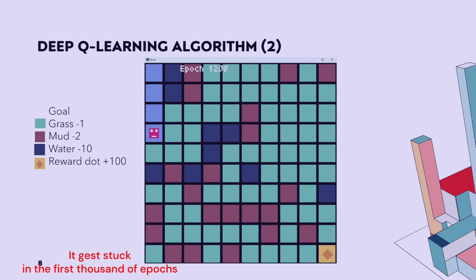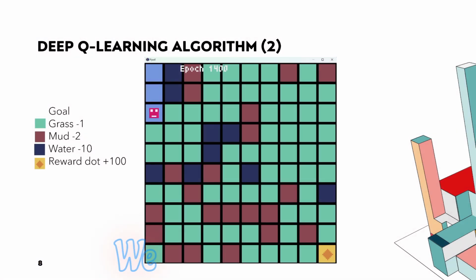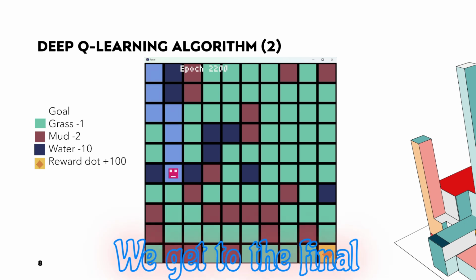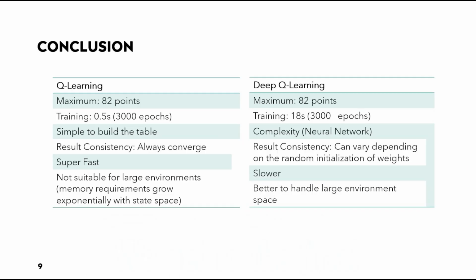One important aspect to note is that training time for deep Q-learning is significantly longer than for Q-learning. This is because neural network training involves iterative optimization and backpropagation. In our case, the number of epochs required to achieve stable performance was approximately 2,500.